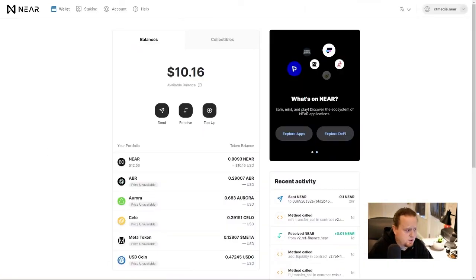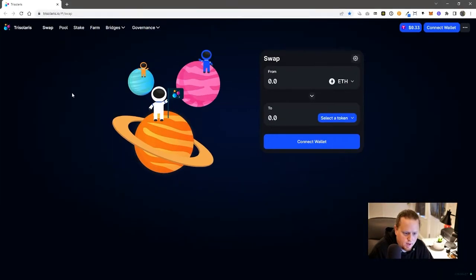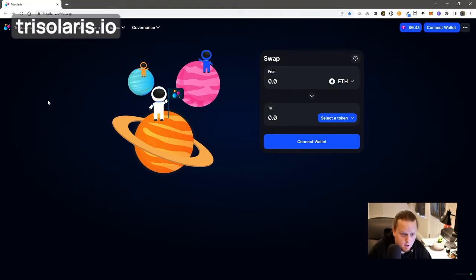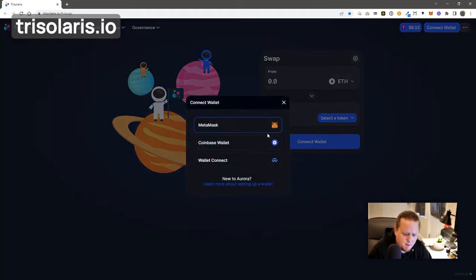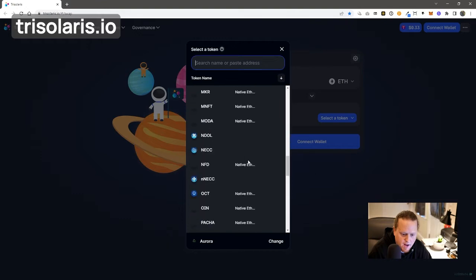Now moving over to decentralized exchanges and swap utilities, there are quite a few. The most popular decentralized exchange for the Near protocol in Aurora is going to be Trisolaris. Trisolaris allows you to connect via MetaMask, Wallet Connect, or your Coinbase wallet, and then you can now perform decentralized exchanges for a variety of tokens out there.